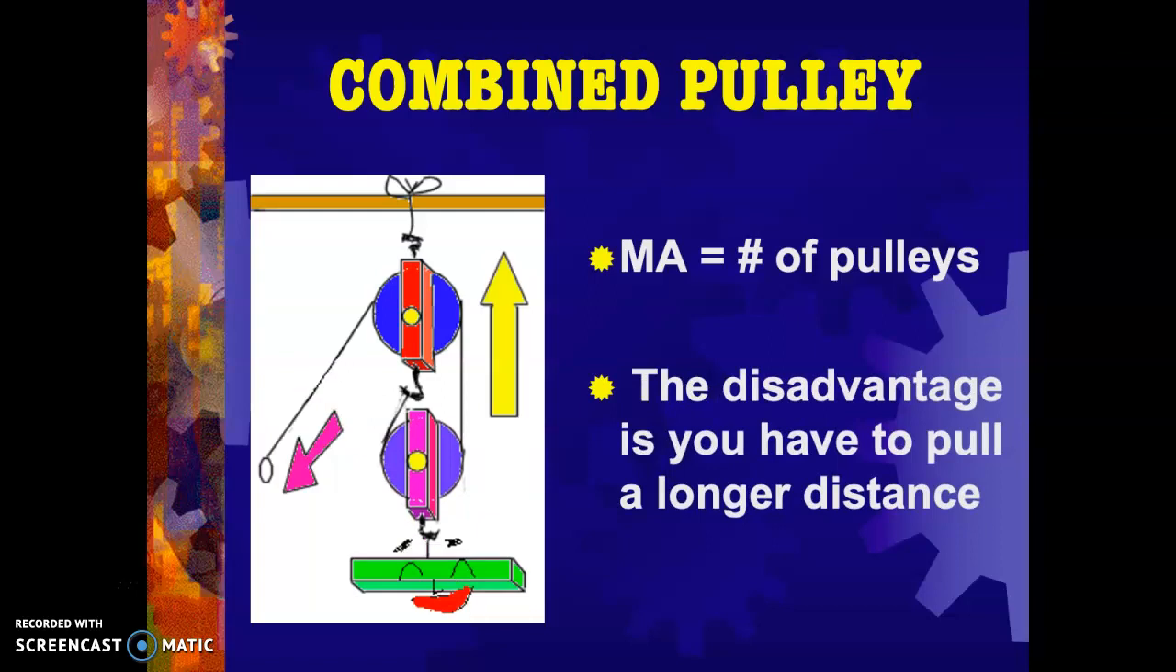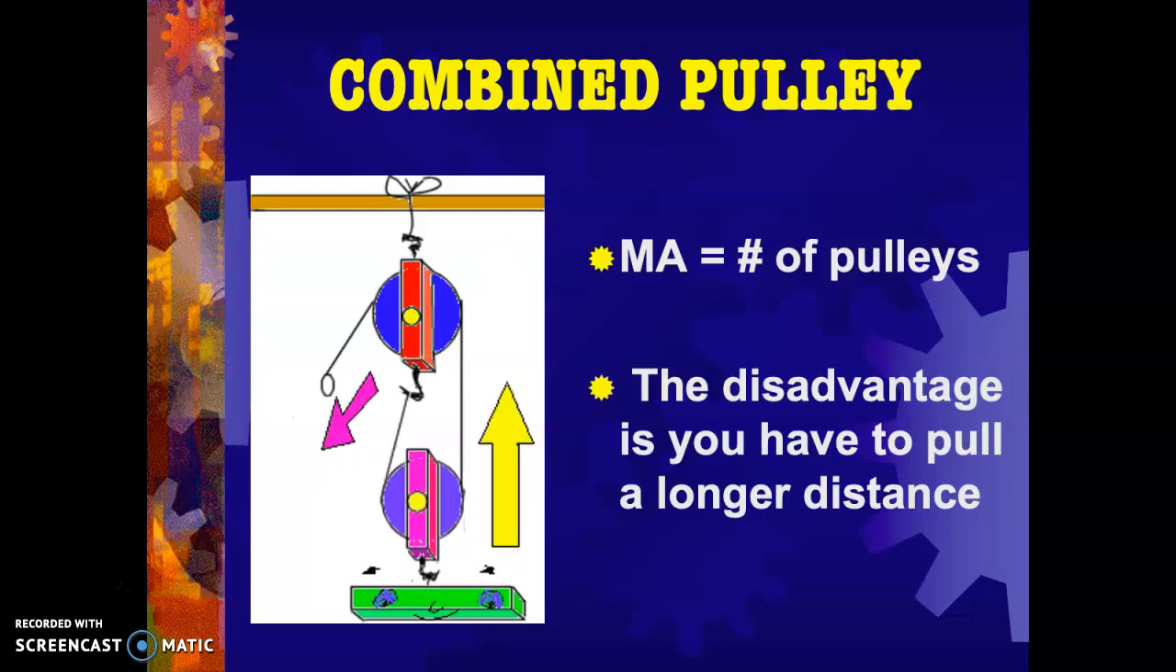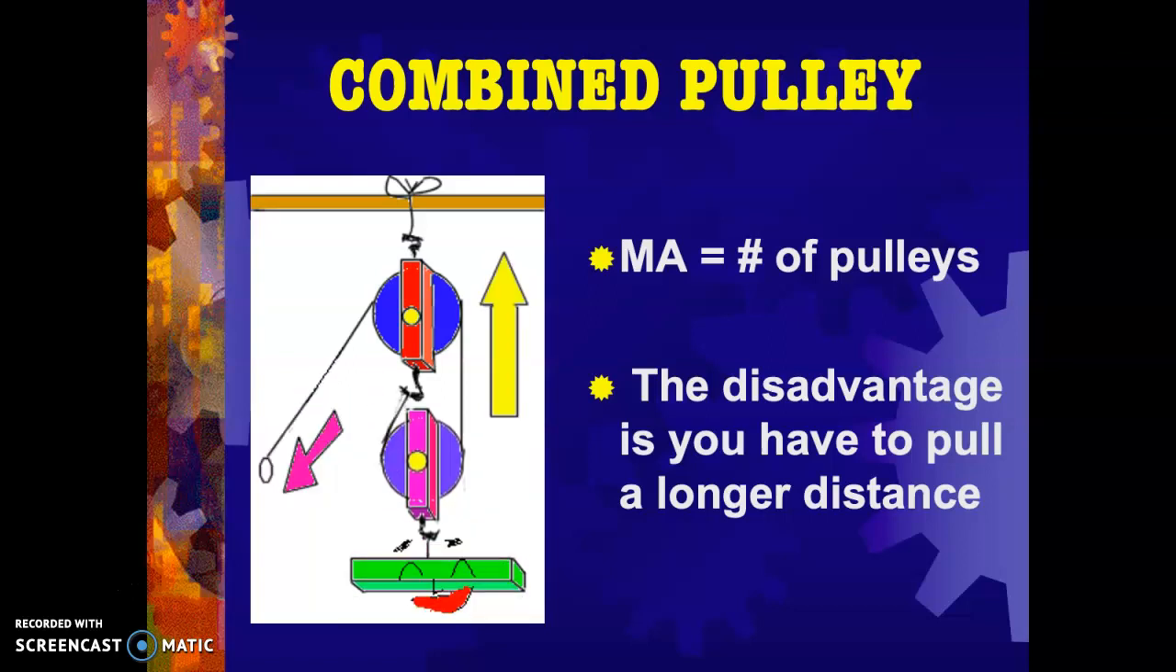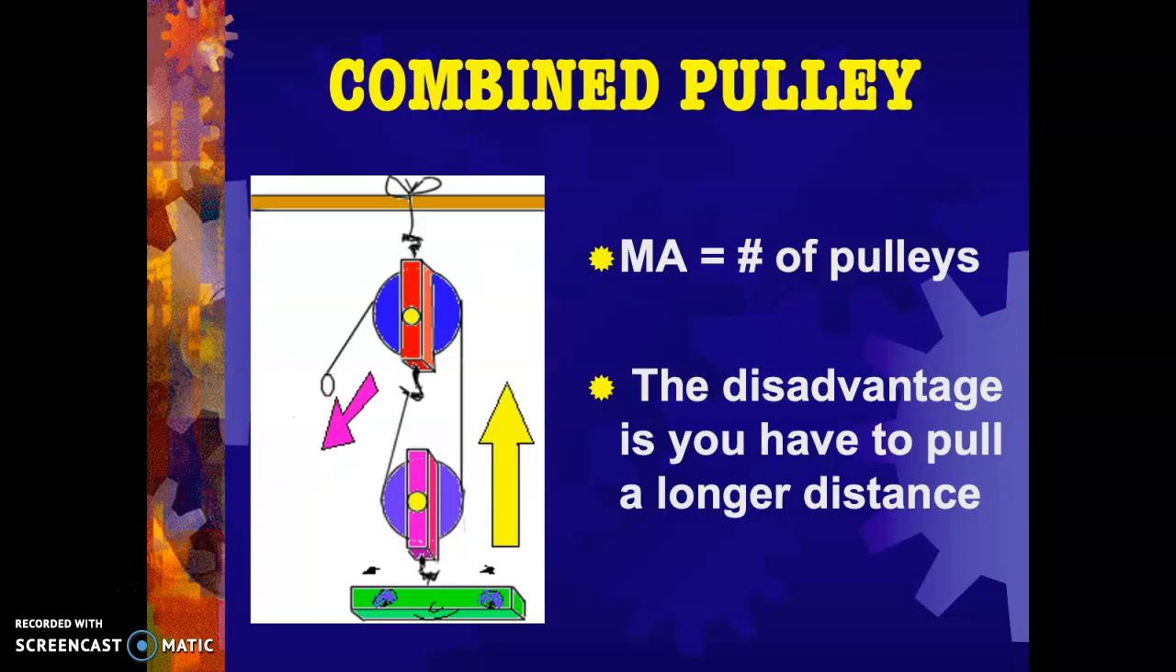The disadvantage of using a combined pulley is you are going to have to pull this over a longer distance. In other words, if you pull the rope 3 feet, the object is only going to rise 1.5 feet. So if you need to raise it 3 feet, you're going to have to pull the rope 6 feet. So again, that's a slight disadvantage, but we often use these when we're trying to lift something that is very, very heavy.